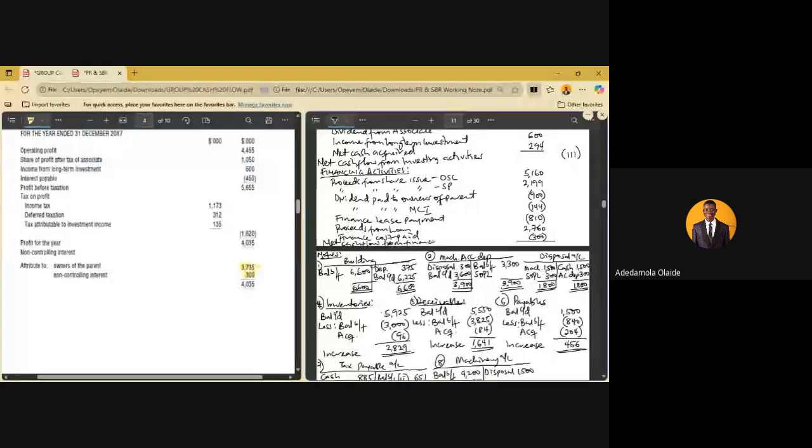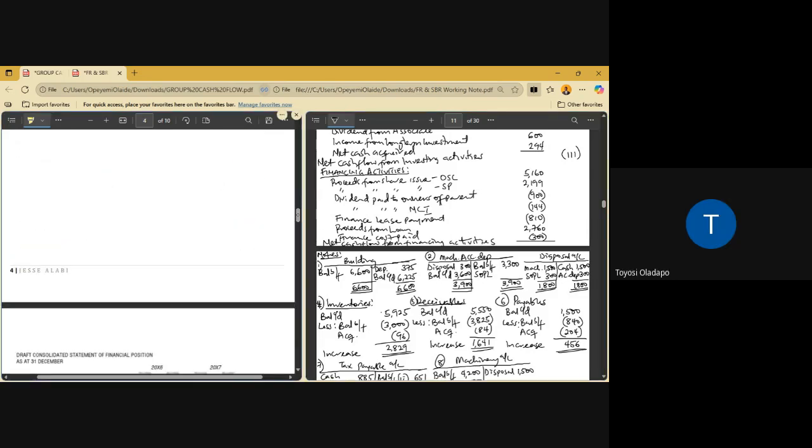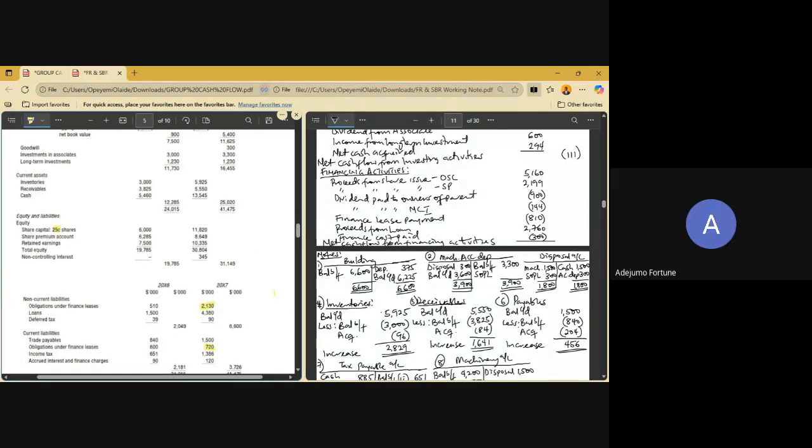So what do we have as the net cash flow from financing activities? What's the figure? 7965. Positive or negative? Positive.